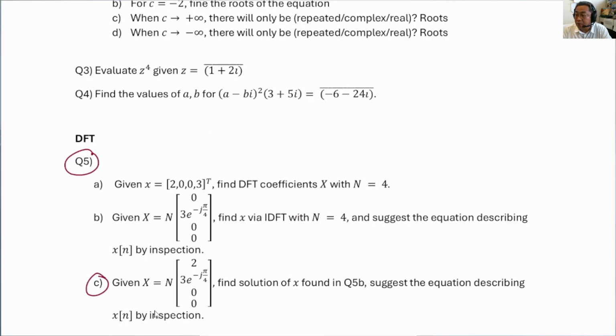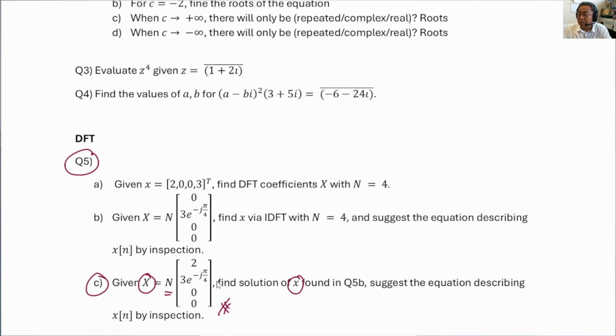In this question, we are given big X, where X is a complex vector. X is the DFT of small x. N is given to us, and big X is 4 times this column vector. And we are asked to find small x.